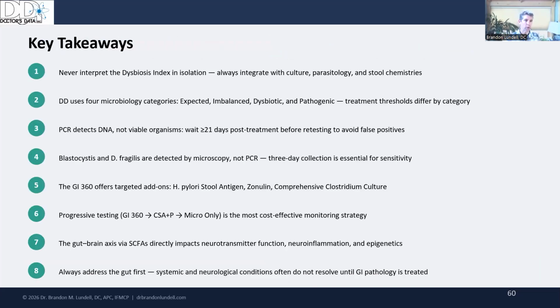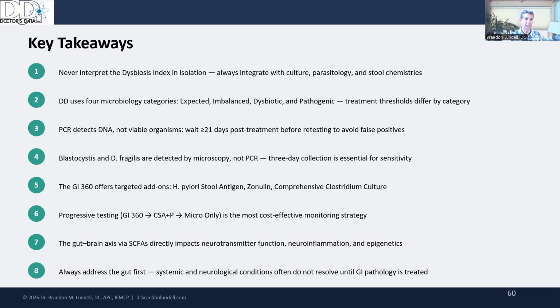So never interpret the dysbiosis index in isolation. Doctor's Data uses 4 microbiology categories: the expected, imbalanced, dysbiotic, and pathogenic. So you want to look at all 4 of those. It uses PCR, parasitology. Use your progressive testing map. Don't just do the GA360 on everybody all the time. And treat the entire gut-brain axis. Don't just treat the microbiome.